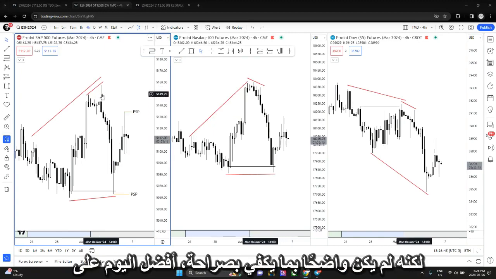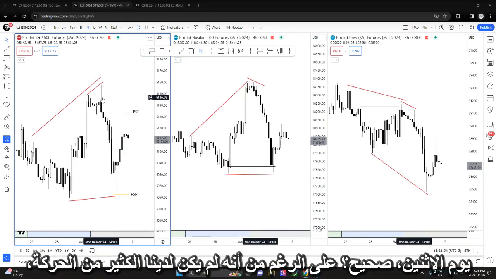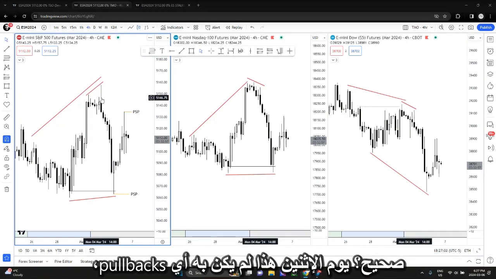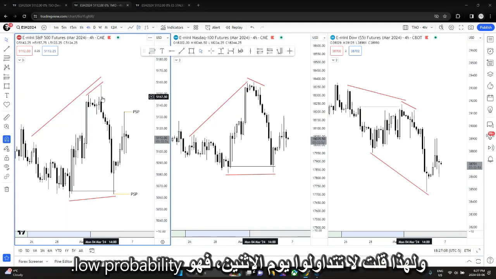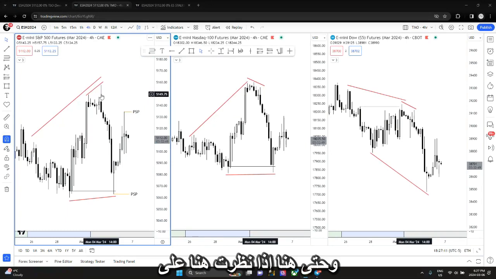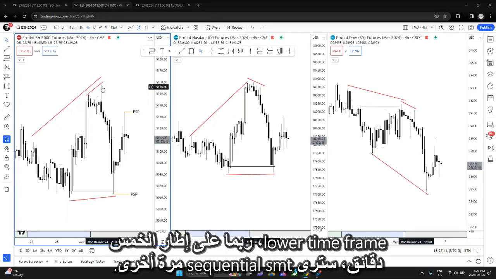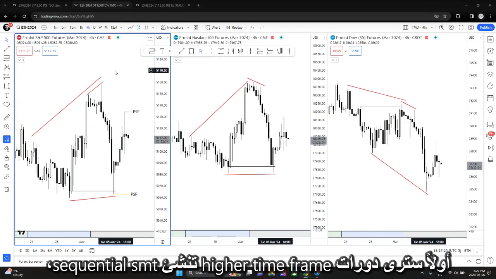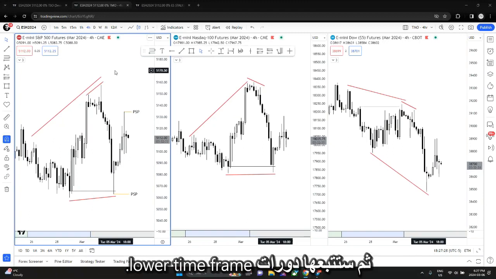But it was still not as clean. To be honest, I'd rather trade today than Monday, even though we didn't have that much movement, because the setup was more clean on the lower time frame. Monday is just no pullbacks, which is why I said don't trade Monday. It's low probability. And even here, if you look on the lower time frame, probably the 5-minute time frame, you'll see sequential SMT again. So as you can see, there are always signs of price turning around. First, you'll see the higher time frame cycles creating sequential SMT, and then the lower time frame cycles will follow.